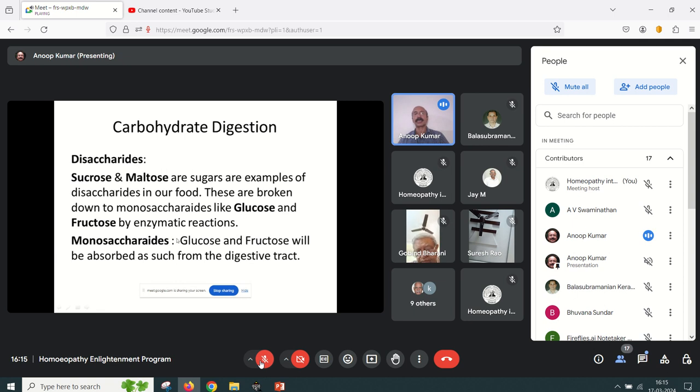So monosaccharides are glucose and fructose. Sucrose and maltose are broken down into monosaccharides like glucose and fructose by the digestive juices. So in carbohydrate digestion, the first part is that the disaccharides are broken down to monosaccharides.